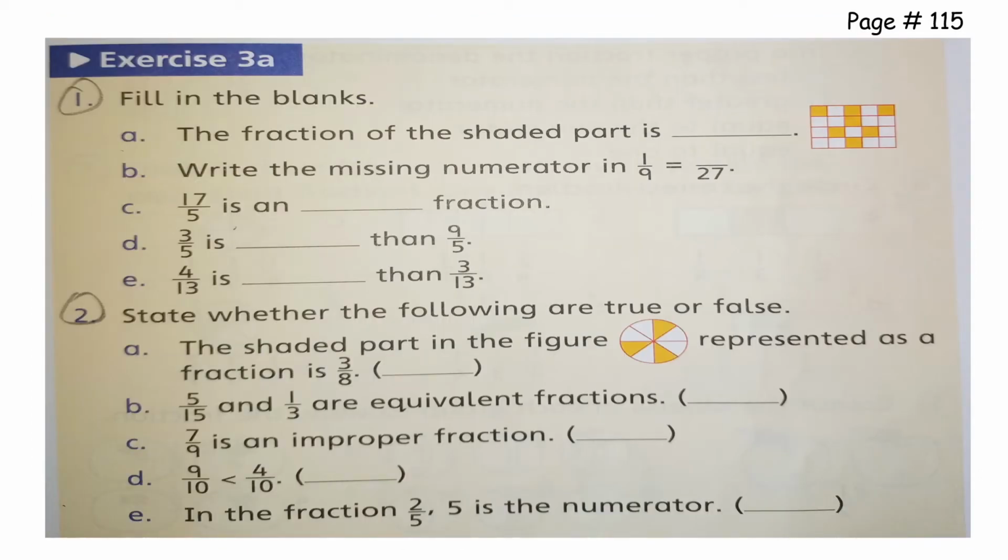Now we will solve these questions. Exercise 3A on page number 115. What is the first blank? The fraction of the shaded part is, let's count the shaded parts. How many parts are total here? First count the total parts so we can write the denominator. 1, 2, 3, 4, 5, 6, 7, 8, 9, 10, 11, 12, 13, 14, 15, 16, 17, 18, 19 and 20. So the denominator will be 20.